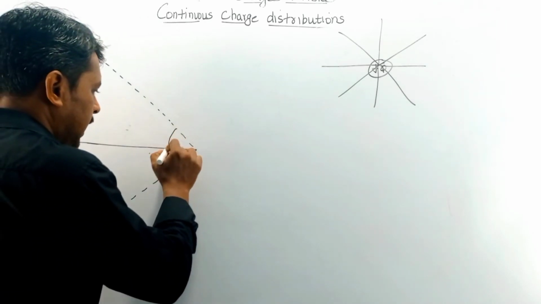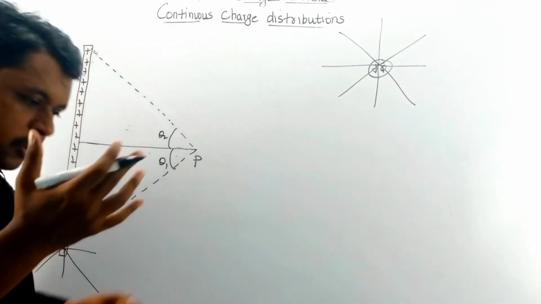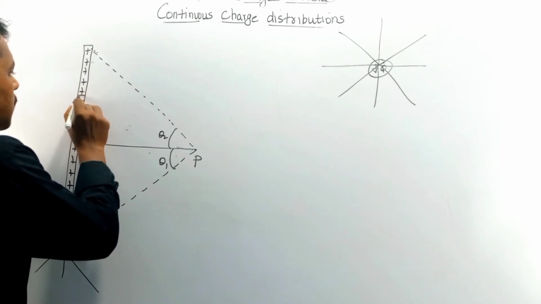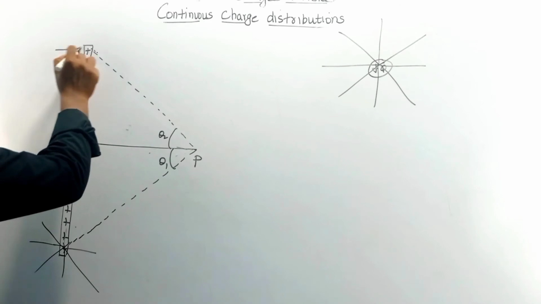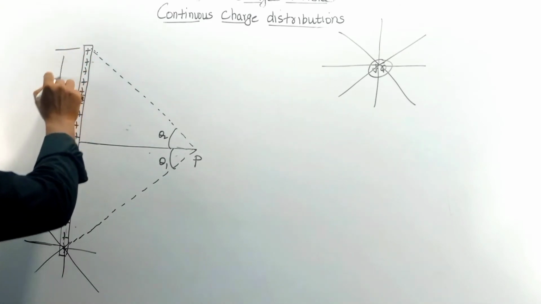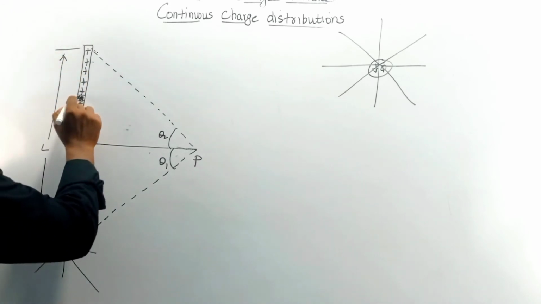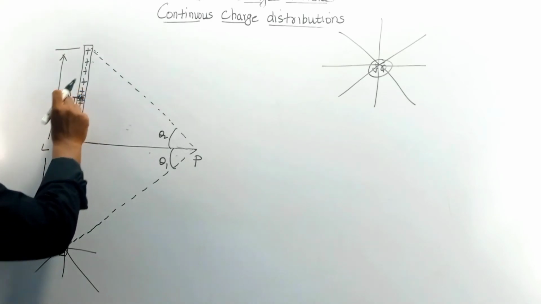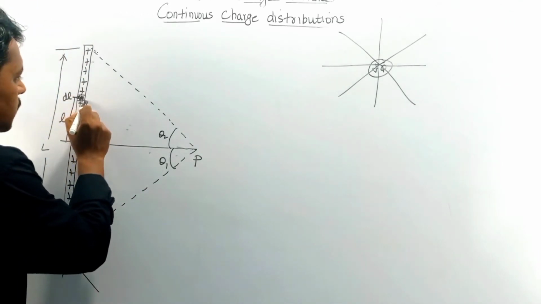Let us take this as angle theta 2 and this as angle theta 1. As usual, to find the net electric field, we will consider a very small element here. Let us take the total length as capital L. This particular element, let us take it as dl, placed at a distance small l.